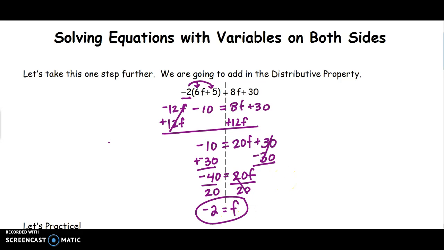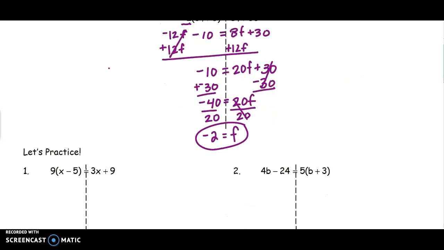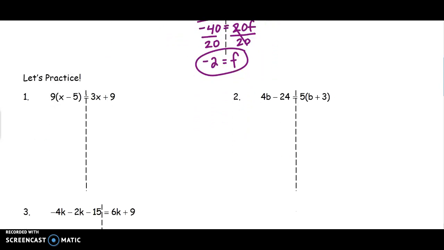So the only thing we've added is that distributing. So let's take a look at number 1. Again, we have distributing here on the left, so we would distribute the 9 times x and 9 times negative 5. 9 times x is 9x. 9 times negative 5 is negative 45.